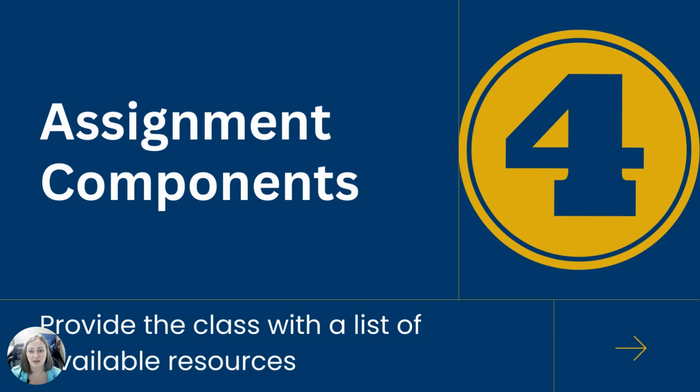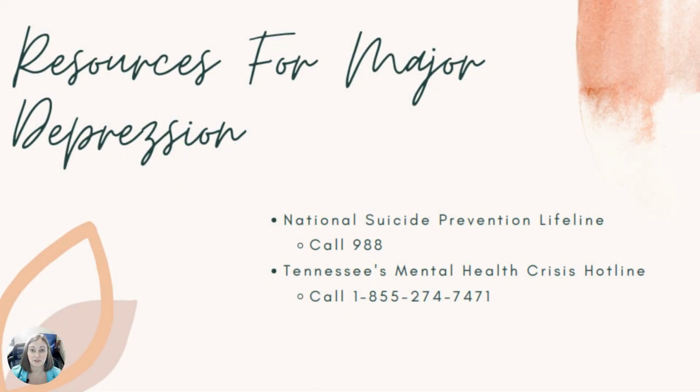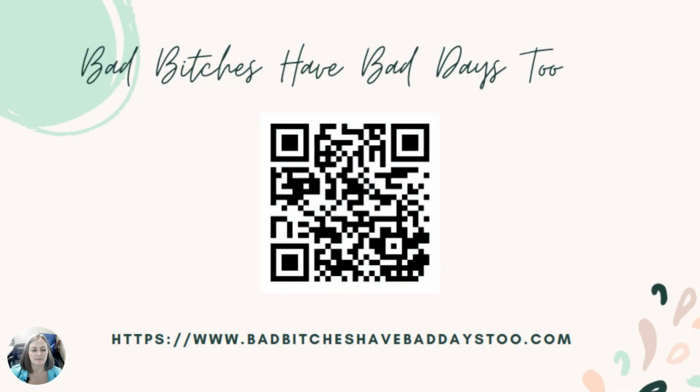Fourth, students provided the class with a list of available resources at both local and national levels. So I want to show you some examples of a class presentation where they talked about major depression. So you can see here they have the National Suicide Prevention Lifeline, so that's a national resource, but they also have Tennessee's Mental Health Crisis Hotline, a state level resource here. They also included this website, Bad Bitches Have Bad Days Too, and they included the QR code so students in the class could go to that website while they were presenting and look at it and interact with it in real time.